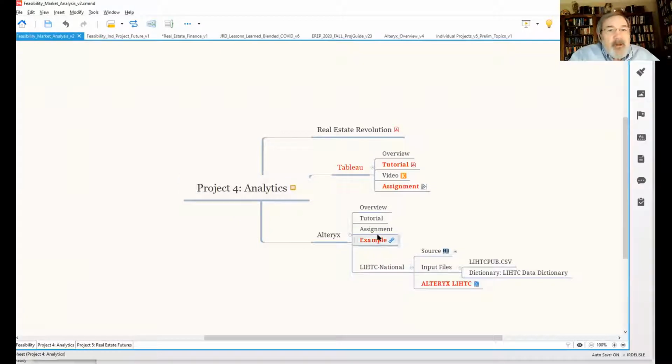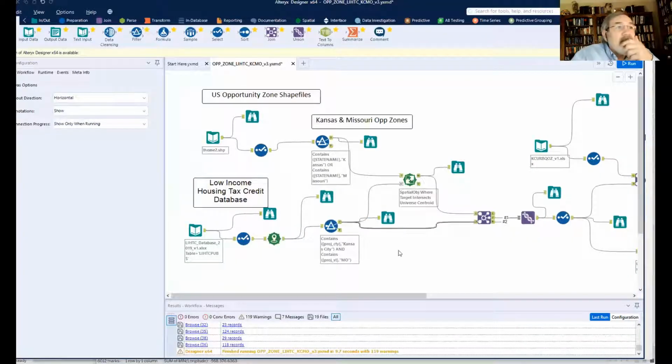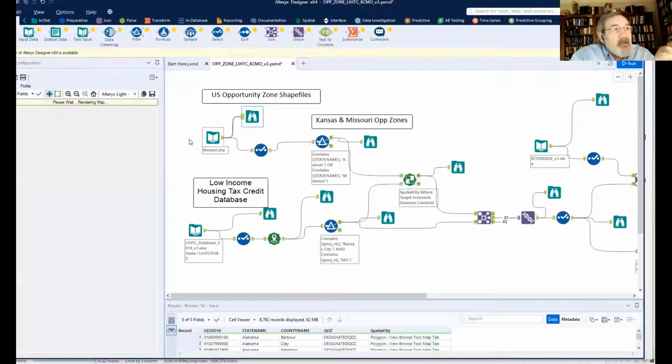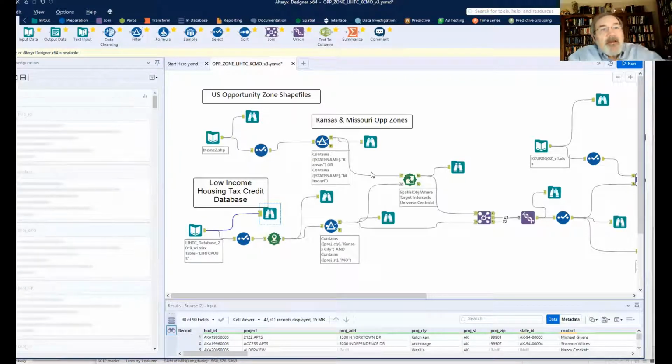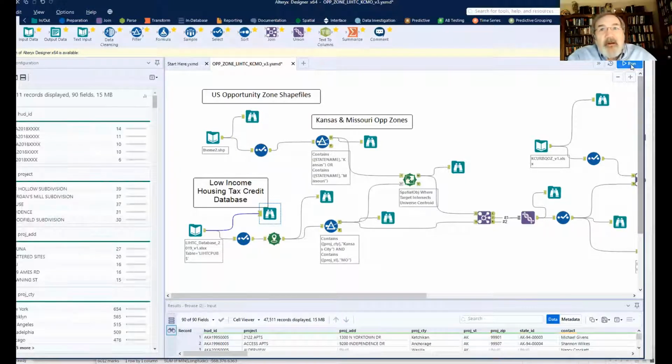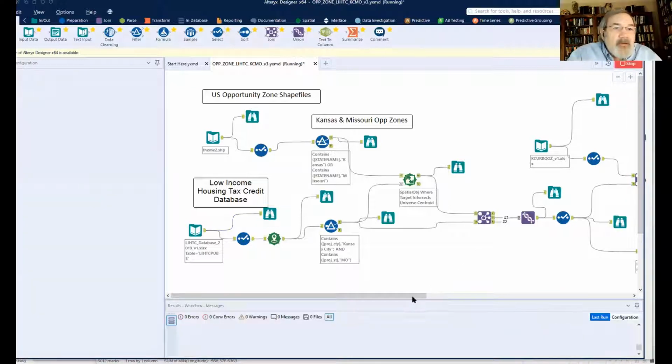This is a package called Alteryx. And this is available for you free as well. This is if you're trying to introduce analytics, and I'll use my last time for this. But this goes through, it's a drag and drop. This is taking opportunity zones in the US across the country. These are low-income housing tax credit properties, and you're joining these together. You go through and you're running through the model.